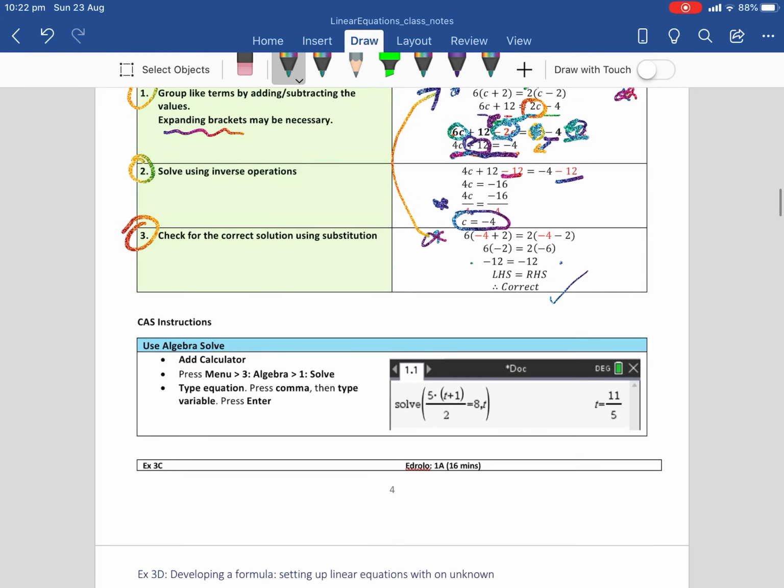You can use a calculator. Okay, so your CAS instructions here, it's very simple. You go to add calculator, menu, algebra, solve. Okay, and then it'll come up with solve in a bracket. You then put in your equation, making sure you press comma and then type your variable. So in this equation you've got a t as the variable, so that means you have to do comma t. Okay, because it tells the calculator to find what t equals. You hit enter and t equals 11 over 5.